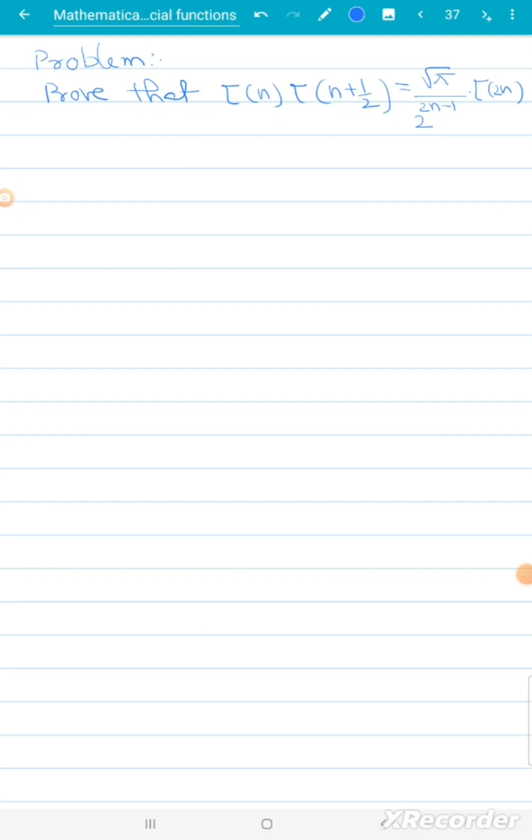Prove that beta of n, n plus half equals root pi into 2 to the power of 2n minus 1 into gamma of 2n. We already proved this in the last class.